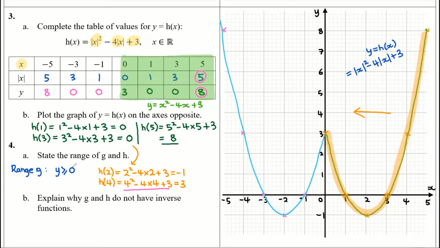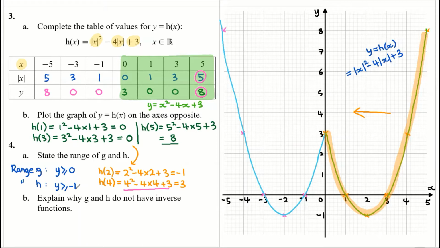Now for h, it's rather different. So ditto marks, the range of h is going to be, if you look at the diagram, exactly the same range as f was originally. So it's just going to be y greater than or equal to -1. Okay, simply because the minimum point was on the right-hand side of the graph, so that minimum point is retained.